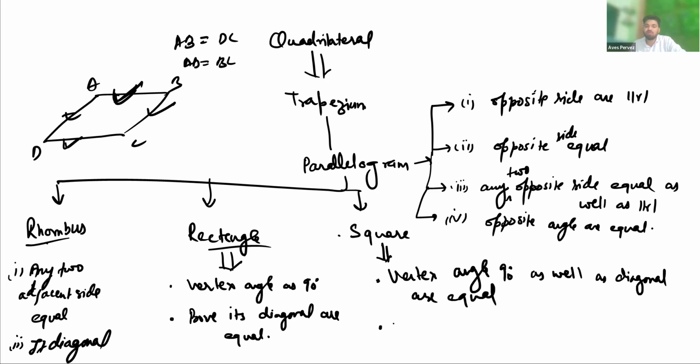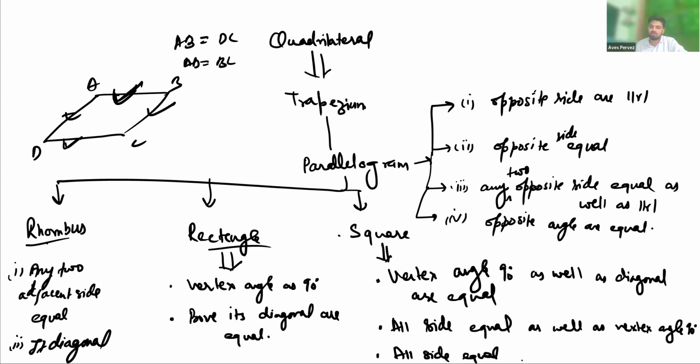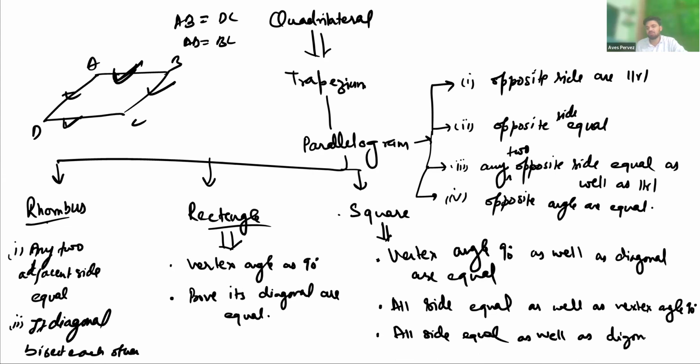Or you can prove all sides equal, as well as vertex angle 90 degrees, or you can prove all sides equal, as well as diagonals are also equal. So to prove a square, either prove vertex angle 90 degrees and diagonals equal, or all sides equal with vertex angle 90 degrees, or diagonals equal and bisect each other at 90 degrees.